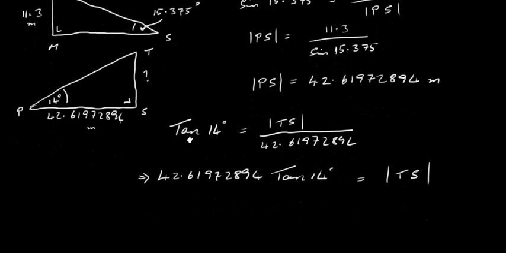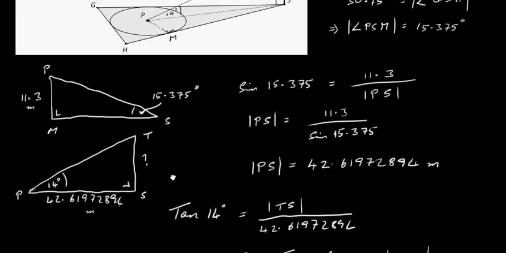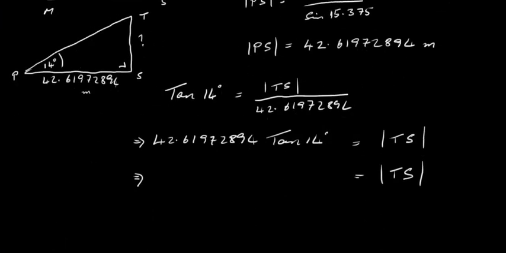So again, I haven't worked this out previously, so I'm just going to quickly do this on my calculator. We've got TS here. We have 42.6197, and we've got to multiply that by the tan of 14 degrees, and we get 10.62. Now let me just see, how many decimal places do we need? One decimal place. Okay, so we finally end up with the distance TS being 10.6 meters. Okay, and that's it for this particular question.